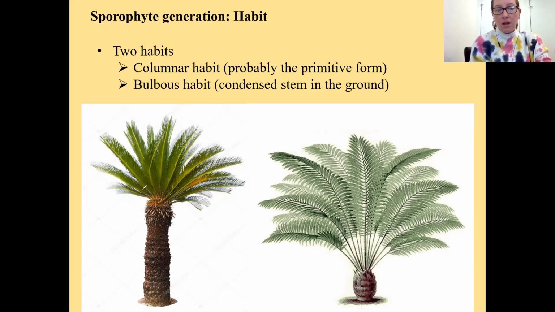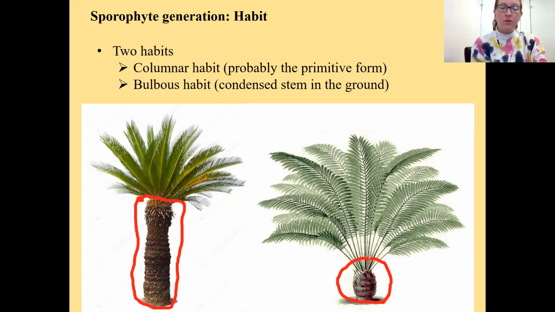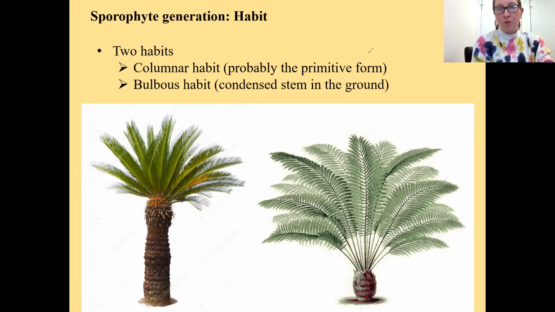One is a columnar habit. So you see here, the trunk of the cycad tree is kind of in the shape of a column, right? Long and skinny. Other members have what's called a bulbous habit. And it almost looks like, if you've ever planted bulbs, but also kind of looks like a turnip or something like that, right? Short and stout and round. And we think that this habit, columnar habit, is probably the primitive form. So the form that occurred first in evolutionary time.